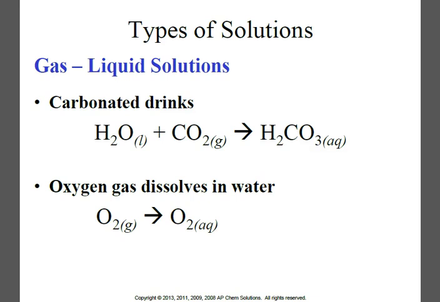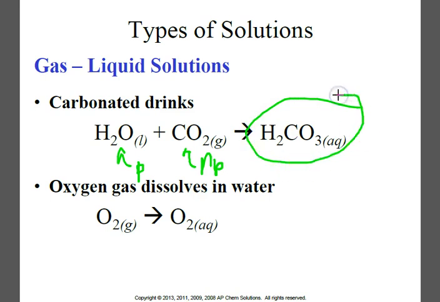Now, the reason that carbon dioxide will dissolve in water, even though carbon dioxide is nonpolar and water is polar, is because they actually form a new compound. They'll form this carbonic acid. So this is polar, and this is nonpolar, but they'll dissolve and make this compound.